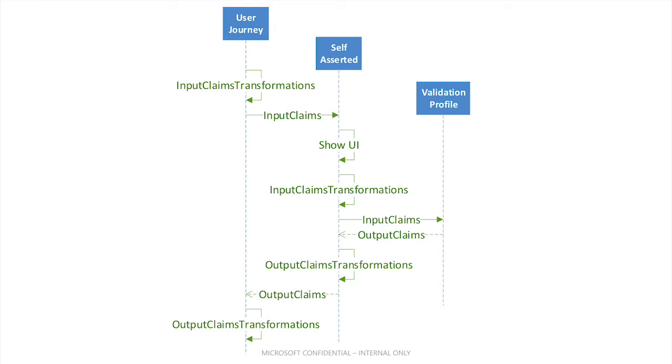So input claims transformations are processed. They are sent as input claims. So now input claims can include display name in the policy. Then self-asserted will show the UI. In the UI, the user can do whatever they want to do, and then they click the continue button. As soon as they click the continue button, the input claims transformations that are listed on that validation technical profile are done by the self-asserted provider. So this is again before invoking the validation profile.